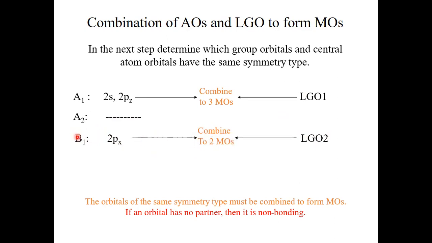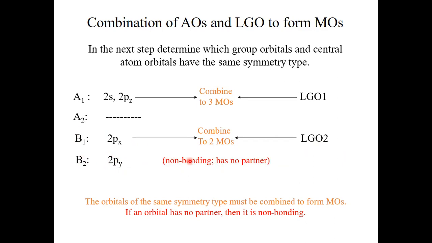So now what about symmetry type B2? We see that we have the 2py orbital that has that symmetry type, but no ligand group orbital has that symmetry type. And that means that the 2py orbital does not find a partner. Okay? And that means that it remains non-bonding.